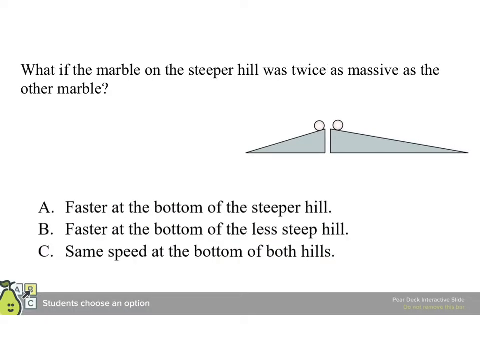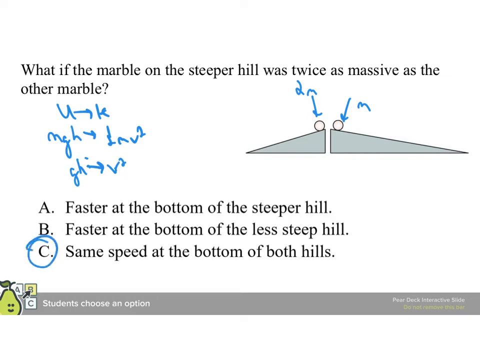So what if the marble in the steeper hill was twice as massive as the other marble? So what if we had that this was 2m and this was m? Well, let's just take the one on the right, and look at the energy at the start. All of the potential energy becomes kinetic energy. So mgh becomes 1/2 mv squared, which means that gh becomes v squared, and the m has dropped out. So it doesn't matter if it had been twice as much. It's the same speed at the bottom for both.